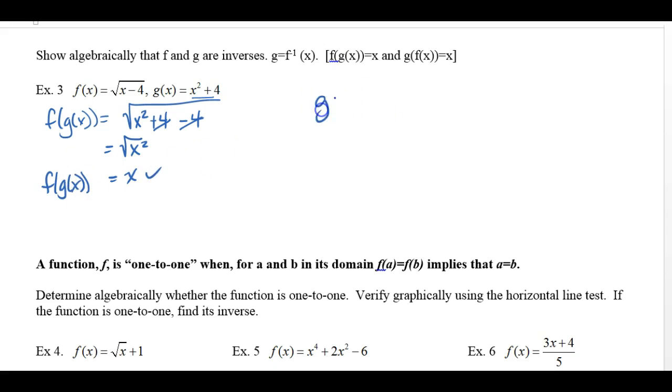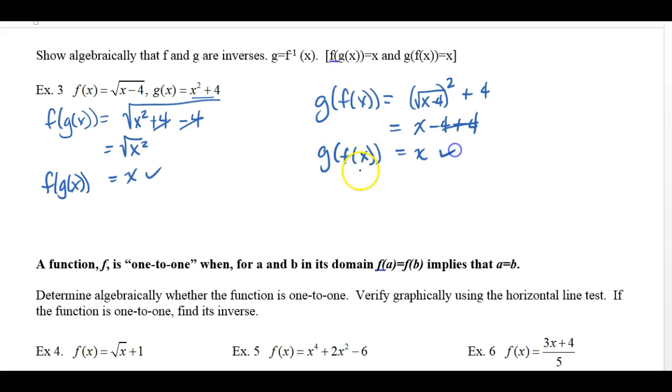Now let's switch it and do g of f of x. So the g function says whatever x is, I square it and add 4. So I'm going to take the f function and plug it in there. So I get the square root of x minus 4 plugged in. When you square a square root, the square root goes away. So I have x minus 4 plus 4. Negative 4 plus 4 is 0. So this just leaves me with x. Because both of these solved for x, I've shown algebraically that these are inverses of one another.